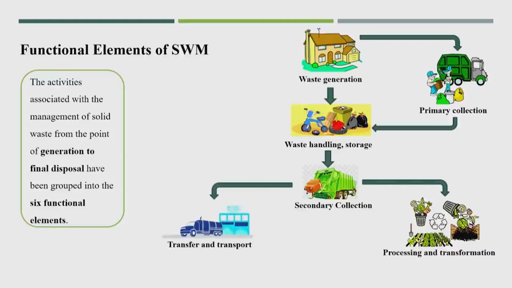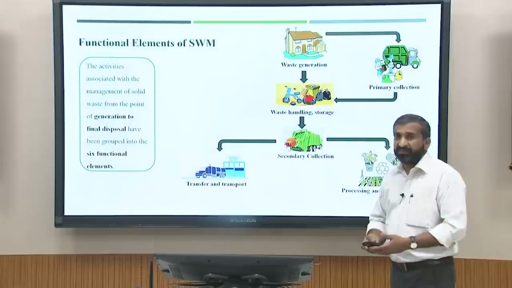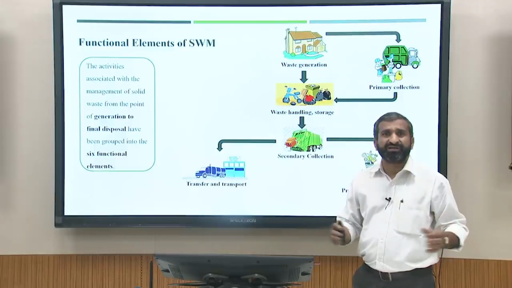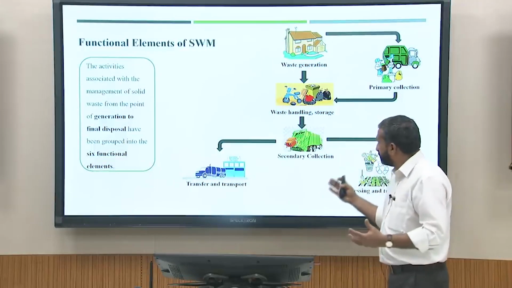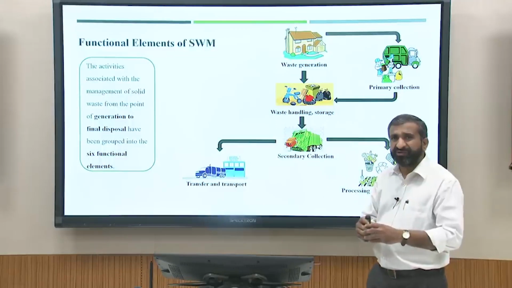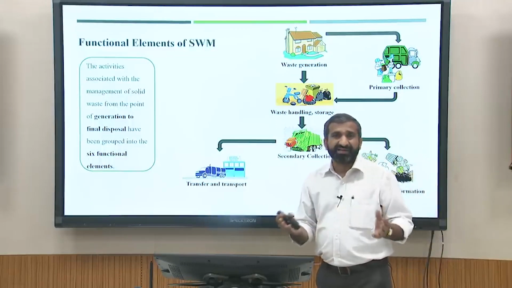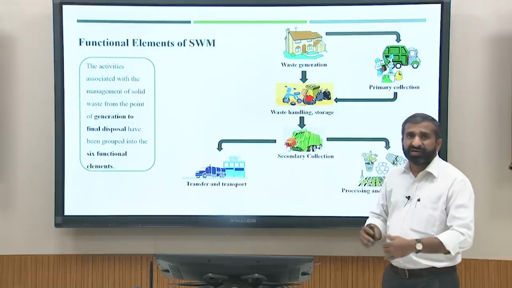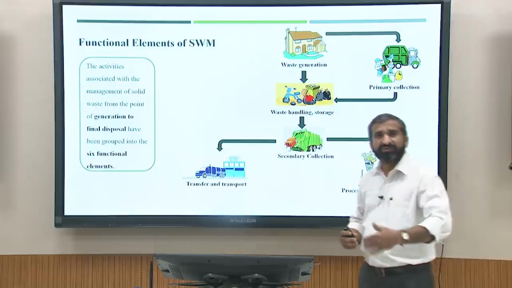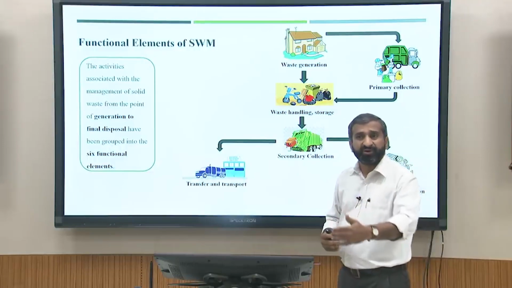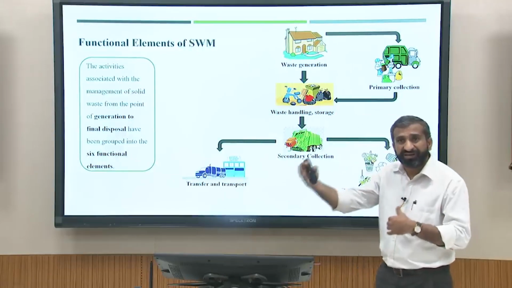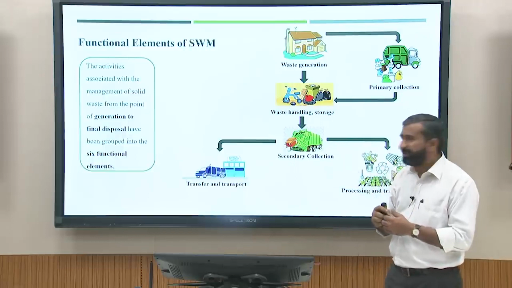The other functional element, which is connected with collection, is transfer and transport. The waste is collected from dustbins located throughout the entire city, so the size of the vehicle is very small, and can take 1 ton or 2 tons of waste. But suppose the disposal site is far away, maybe 20 or 30 kilometers from the location. The cost of hauling waste over such a distance is very high.